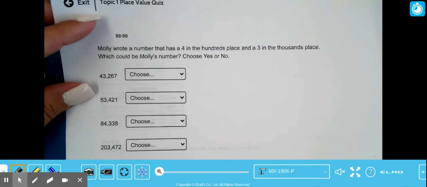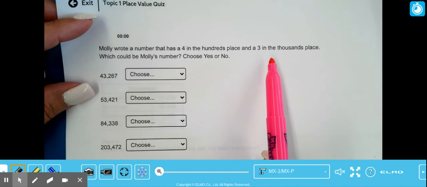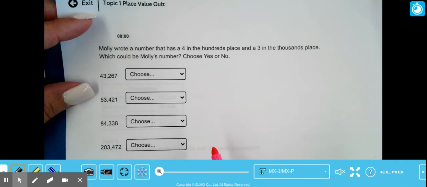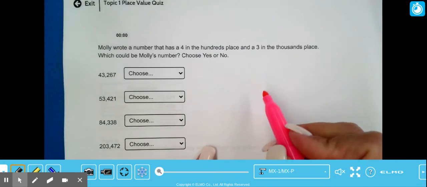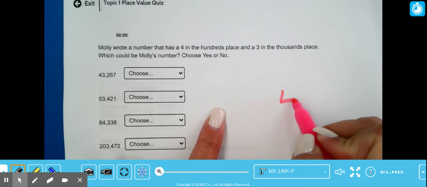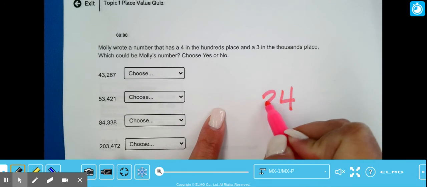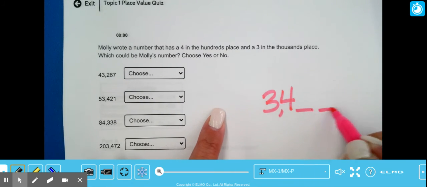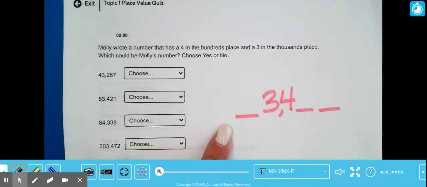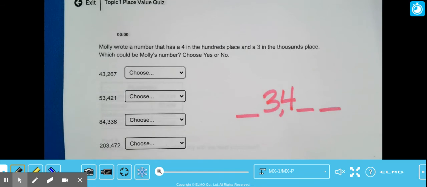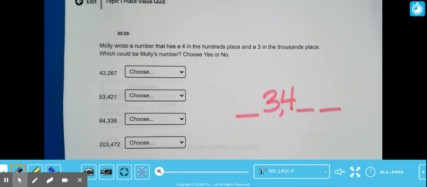Molly wrote a number that has a 4 in the hundreds place and a 3 in the thousands place. Which could be Molly's number? So you really need to make sure it has a 4 in the hundreds place and a 3 in the thousands place, and it could have anything else, anywhere else. That's what you need to make sure, and you're picking the ones, yes or no, that meet that criteria.